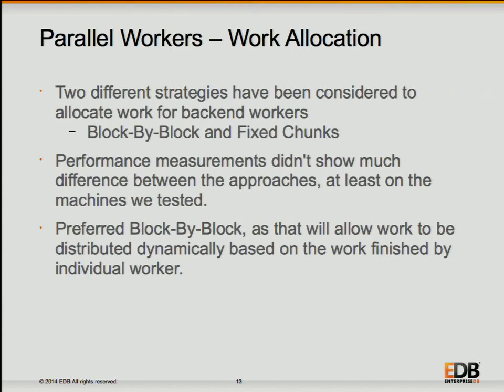As soon as the worker scans one block, he can get the next block and scan that block. And second is the fixed chunk approach, which as a prototype I developed in the beginning, where in the beginning only the master backend fixes the chunk.